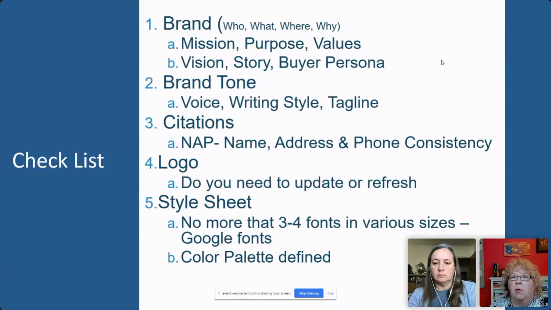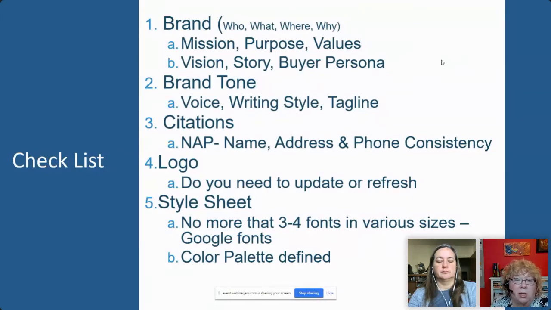So first is your brand. Who, what, where, why, and when. I didn't get them all there. Your mission, your purpose, your values. Your vision, your story, and who that buyer is. And you can have more than one buyer persona because you do have more than one customer. Then what is your brand tone? What is your voice, your writing style, and your tagline? The tagline should define you. In your voice, you should write down words and what they mean. And you should also put negative words in that brand tone that you don't want people to use.